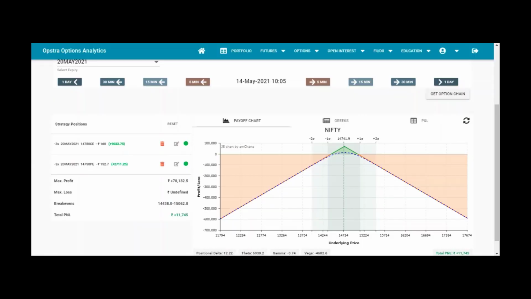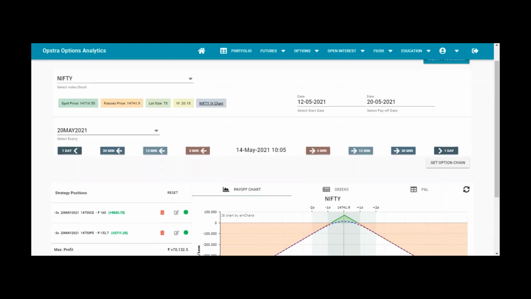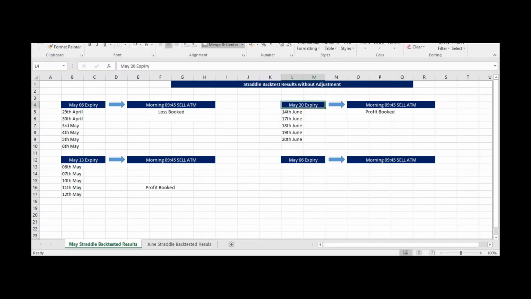Okay, so let me go 30 minutes ahead, and after 30 minutes, we are in the profit of 11,000. But our target is 10,000. Once we see the 10,000, we will exit. So for our 20th May expiry also, we book some profits. Profit booked on 14th May on the same day.